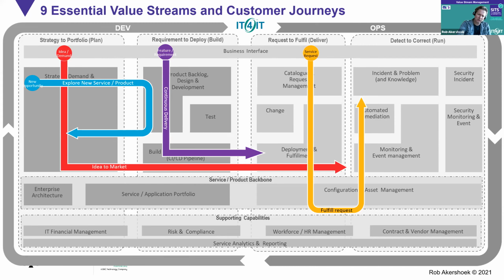So in this value stream, it's really about combining the catalog, request, automated provisioning, the CMDB, service level management, and collaboration tools, all together in an end-to-end fashion.